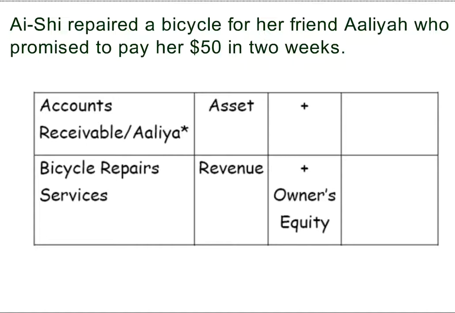The asset is increasing and the revenue account is increasing. Assets increase on the debit side and revenue increases on the credit side. Remember that revenue is increasing owner's equity.